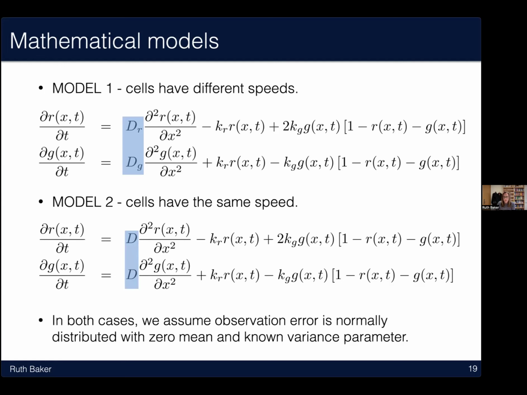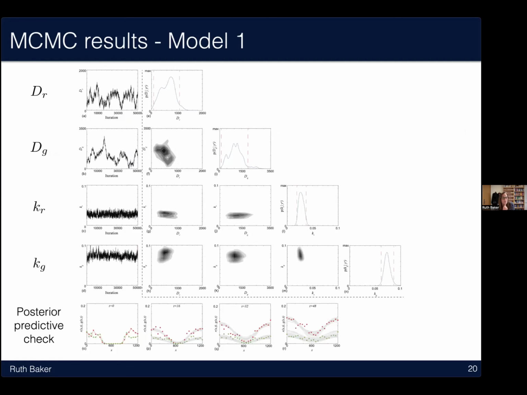And again, we just assume observation error is normally distributed with a known variance parameter, and we want to establish: is model one more appropriate for this data that I have, or should I be sticking with the slightly simpler model two? Okay, so this is quite a busy slide that shows you the results of using MCMC to establish a posterior distribution.